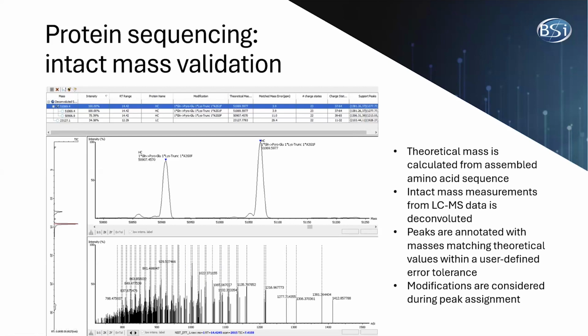And then lastly, our software will automatically match the amino acid sequence. So it'll calculate the theoretical mass from the light and heavy chain amino acid sequences, and then compare it to the measured intact mass while considering certain common modifications such as glycosylation, C-terminal lysine truncation, and N-terminal pyroglutamate from glutamine.